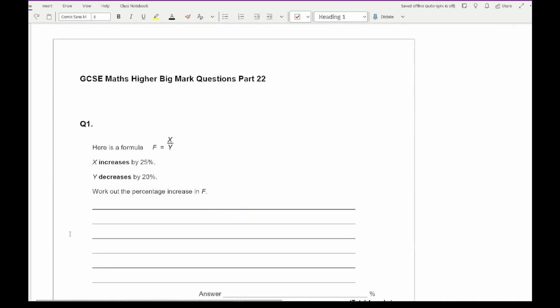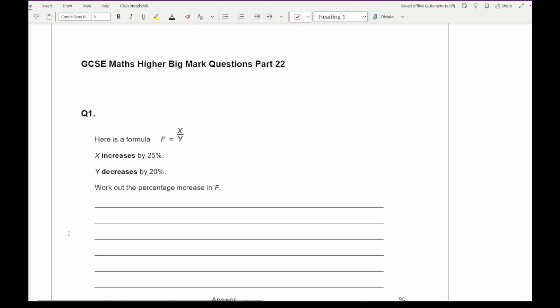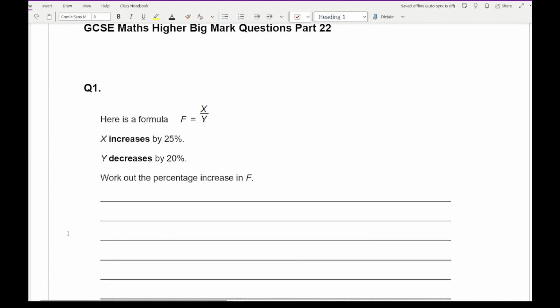A little reminder: if you do not have the opportunity to print out any of these questions and have an attempt before we go through the answer, all you need to do is simply pause the video, have an attempt at the question, and then unpause as we go through the answer. So looking at question 1, it says here is a formula.